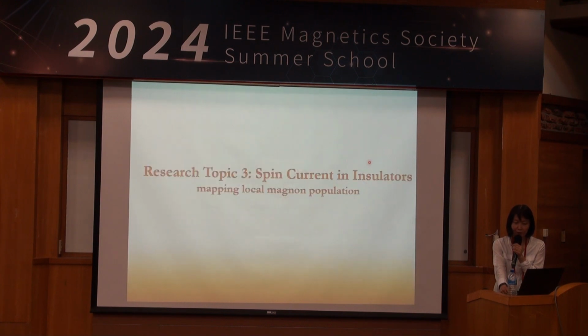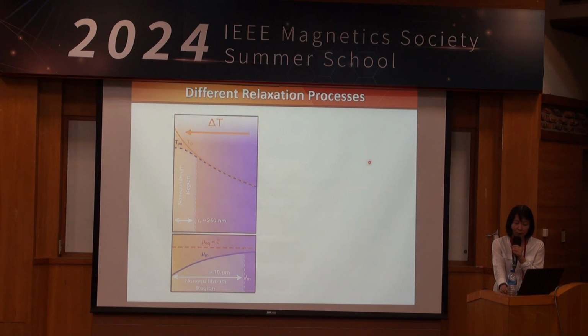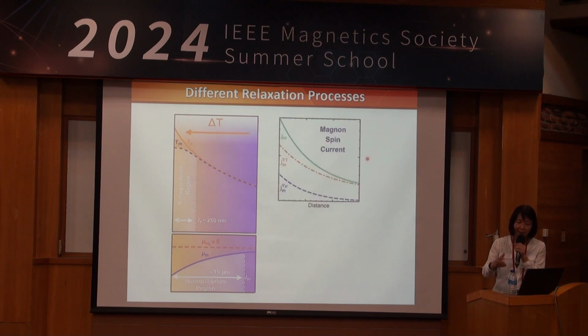So let me just briefly talk about the next one. This has to do with a lot of relaxation processes. Energy relaxation and spin relaxation are different in magnetic insulators. Using the same idea, we were able to quantify spin current by measuring the local magnon population. Again, that's a hard thing to do. It's very difficult to quantify spin current in an insulator.